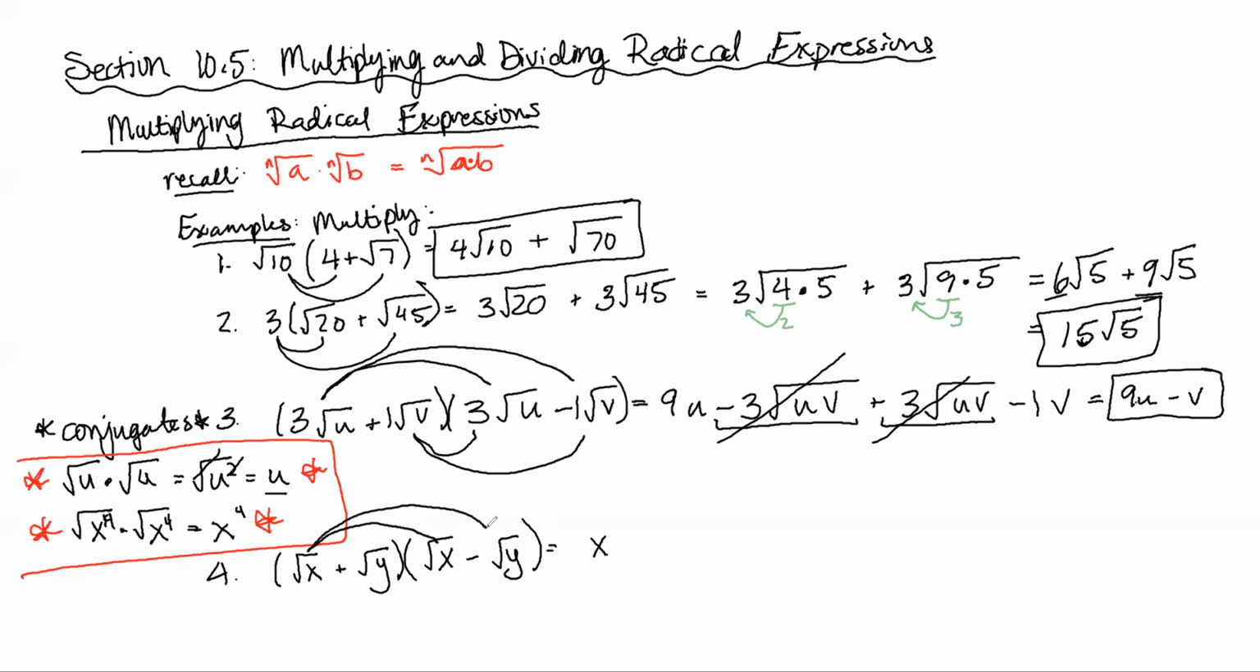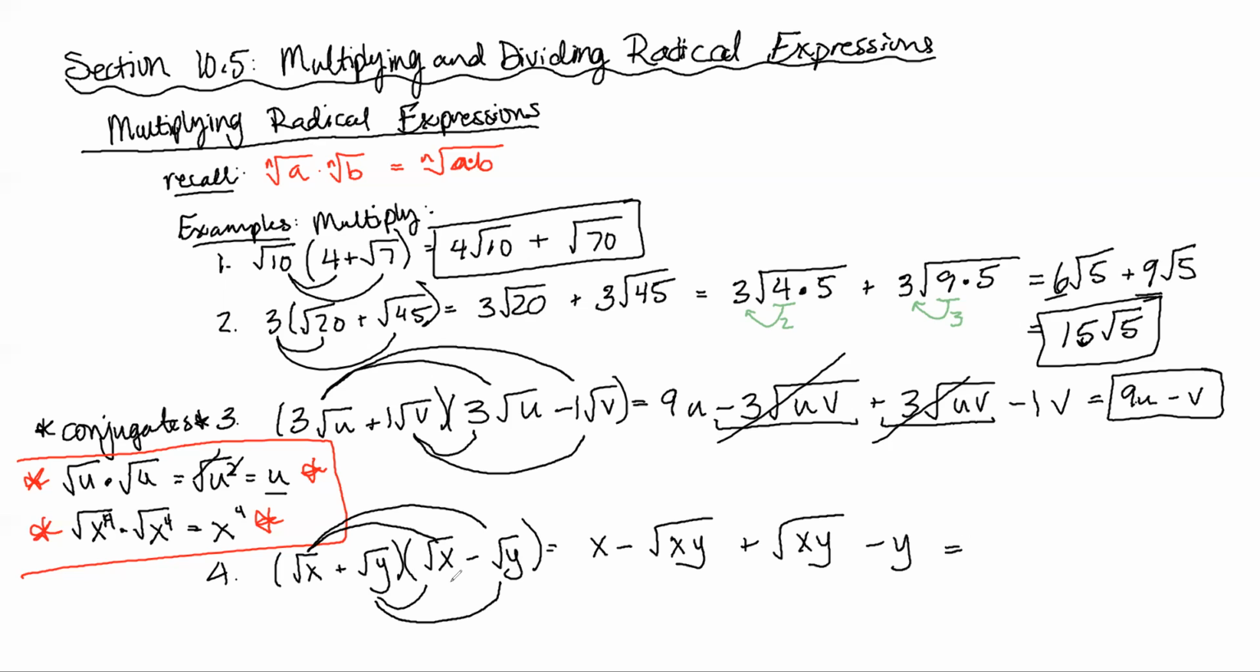Outside terms, square root of x times a negative square root of y. Well, positive times a negative is going to be a negative. Square root of x times square root of y is the square root of xy. The inside terms, we have the square root of y times the square root of x. That's positive. And we have y times x, which again, I'll leave as xy. And now for our last terms, we have the square root of y times the square root of y. One is positive, one is negative, so we'll get a negative. And the square roots cancel out, so we just get a y.